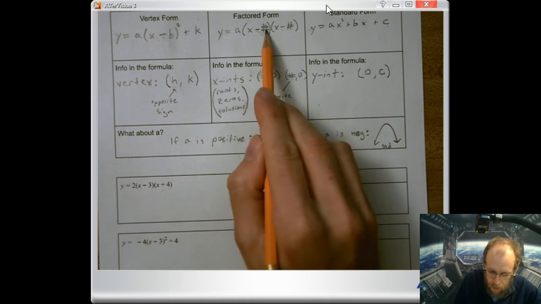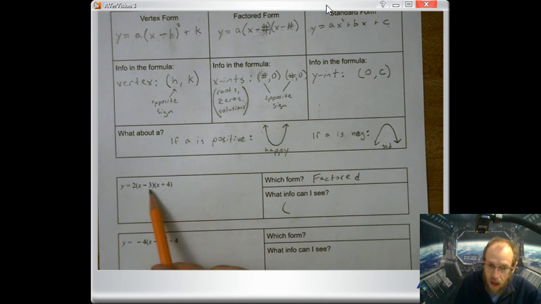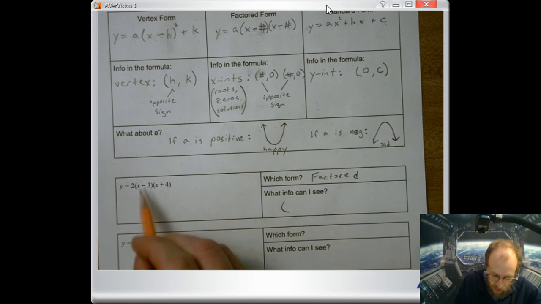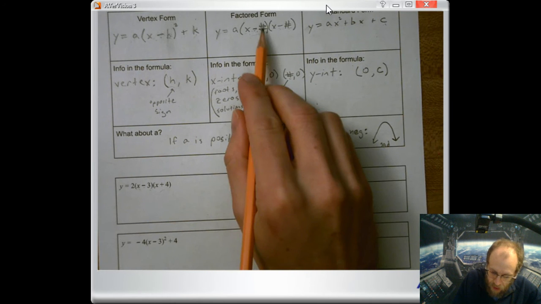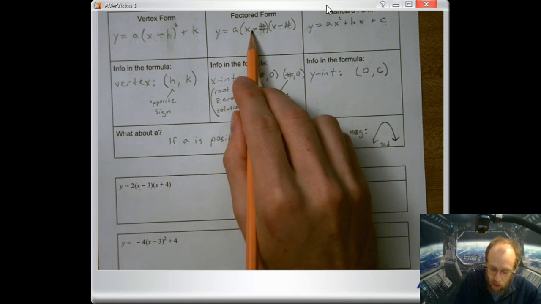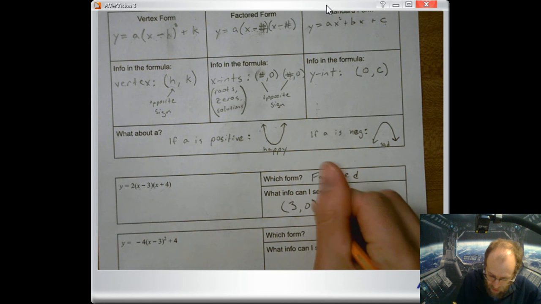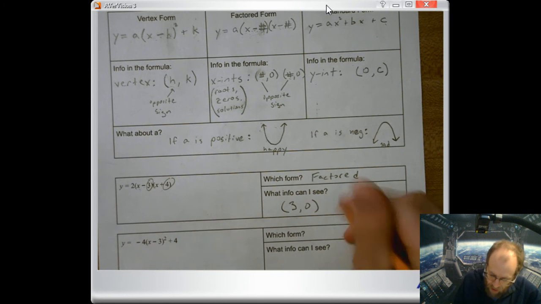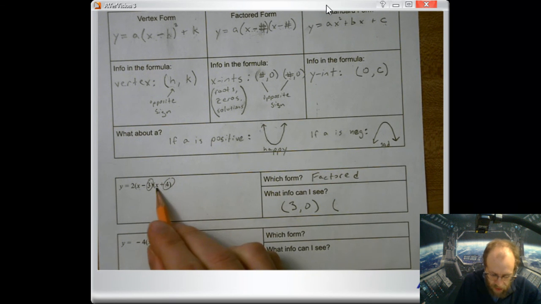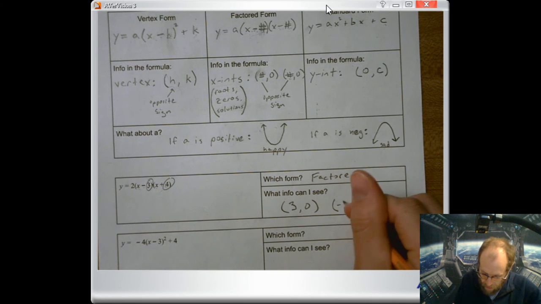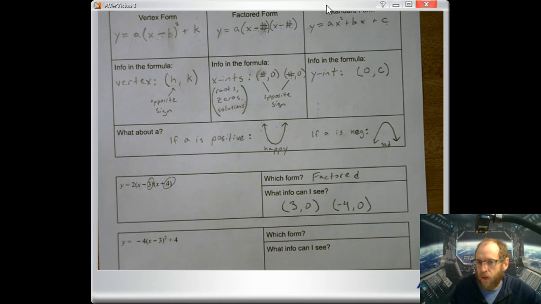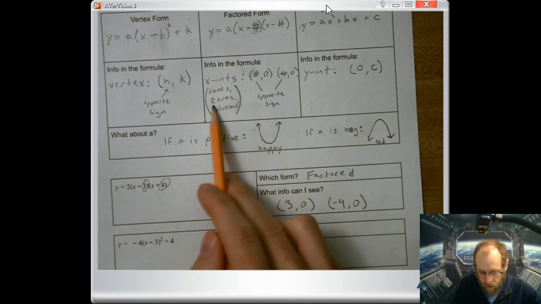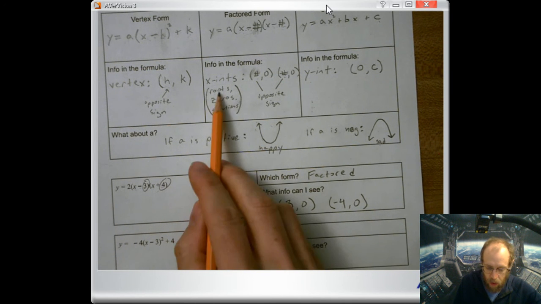So it comes from these two numbers right here. But you always have to take the opposite sign because of the minus in the formula. So when it says x minus 3, the 3 is the number that's right there. The minus is part of the formula. So my first x-intercept is going to be (3, 0). And then my other x-intercept is going to be not positive 4, but negative 4, 0. So I can see my x-intercepts from factored form, also known as my roots, my zeros, and my solutions. So 3 and negative 4 are my roots.